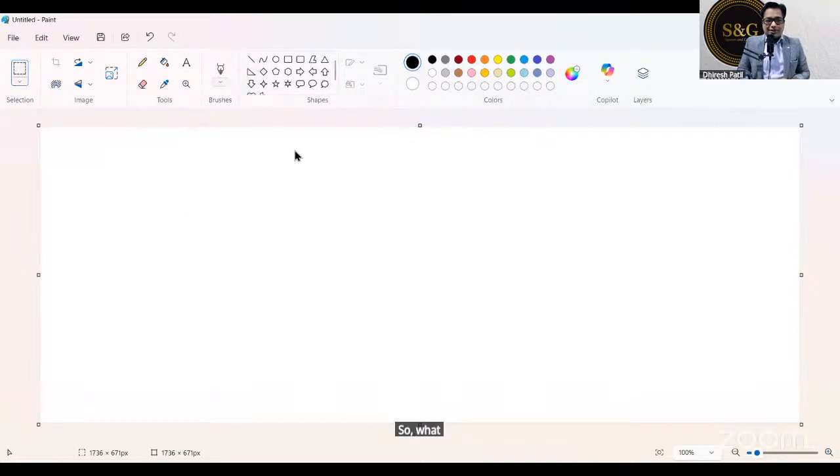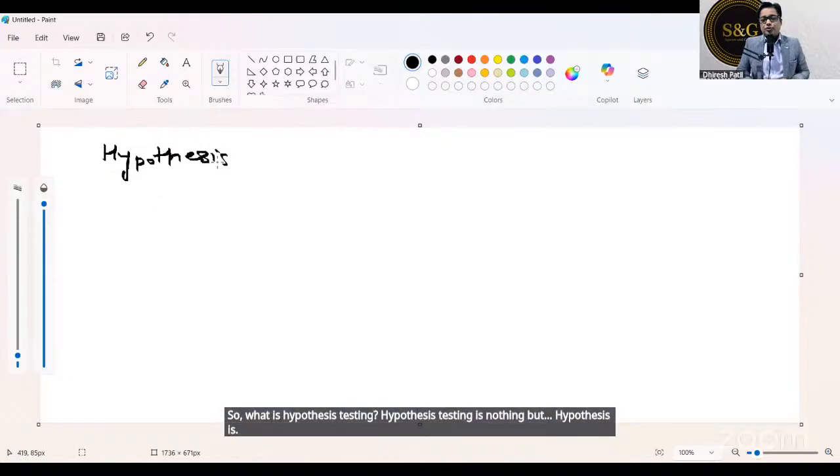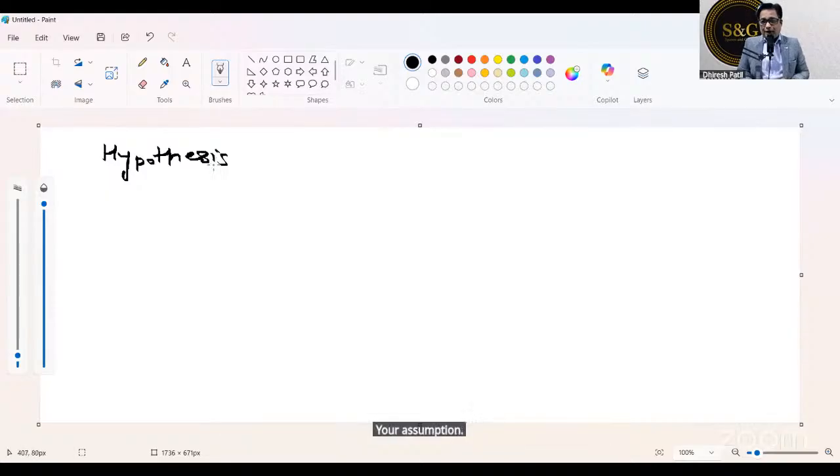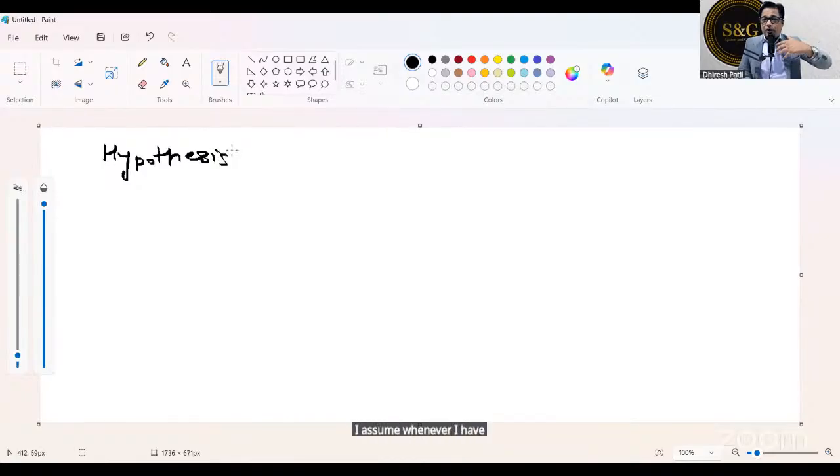So what is hypothesis testing? Hypothesis is your assumption. Hypothesis is what I assume. I assume whenever Sachin Tendulkar makes a century, India loses the game. That is my hypothesis. I assume whenever I have all the experienced people in the team, I will win the match. I assume that if this supplier is there, I will get the delivery faster.